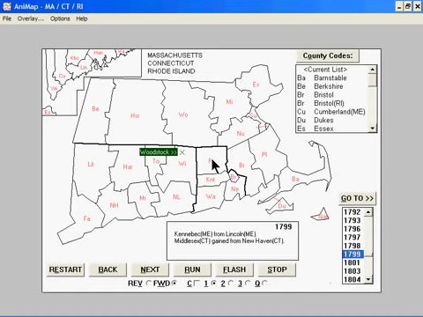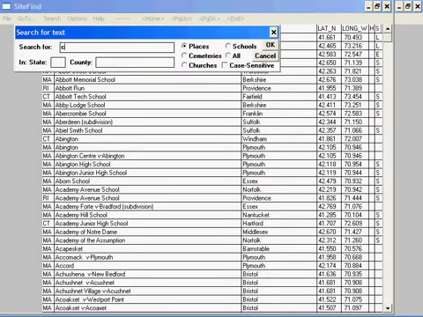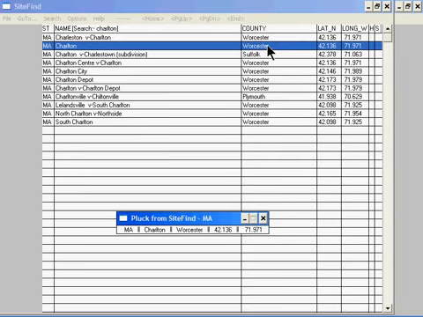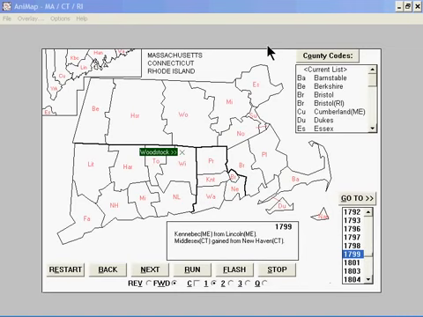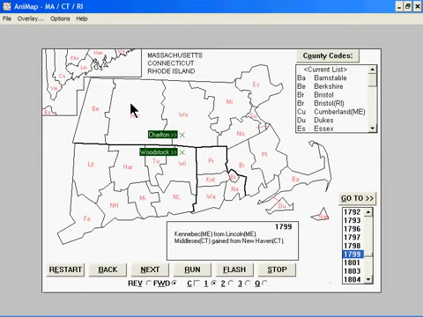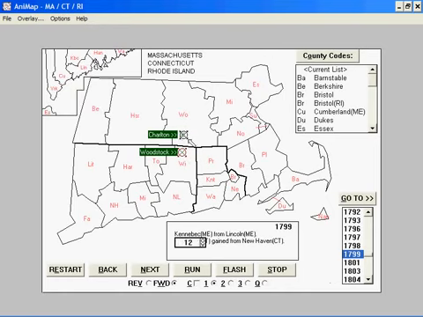Let's take a look at this geography in AniMap by searching for and plotting Charlton on the map. Charlton was directly north of Woodstock. Let's see how far north using the measure mode tool. About 12 miles north. This could definitely be the same family.